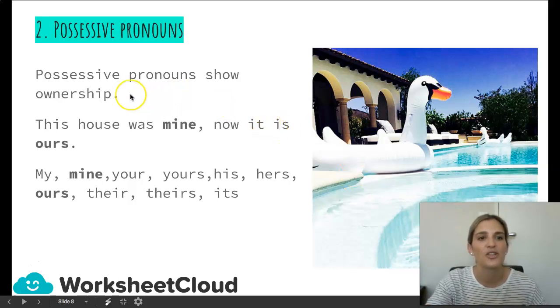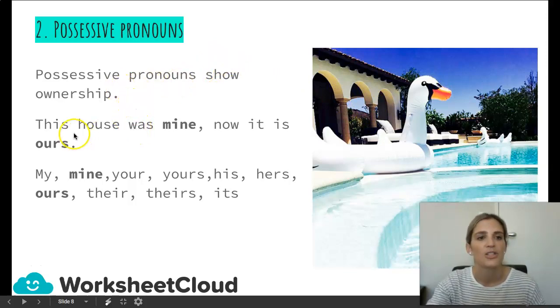So this is a tricky one, but try and think of it as ownership. It's mine. Try and link it with maybe this photo. That's my swan. That's my swimming pool. That's my house. That shows ownership, and that is possessive. If something is possessive, it shows ownership, but now it must be a pronoun.